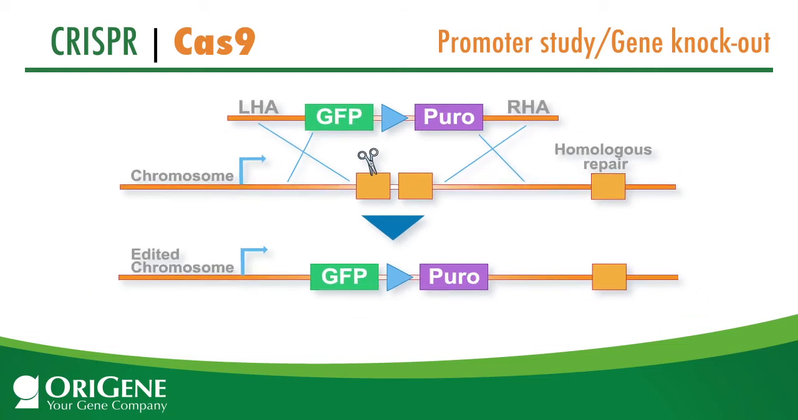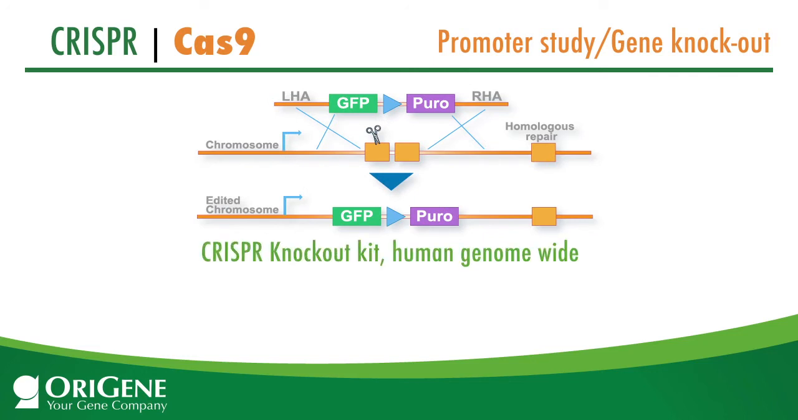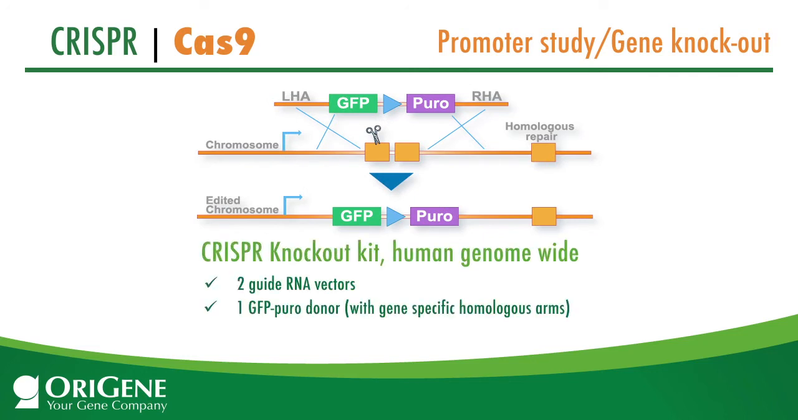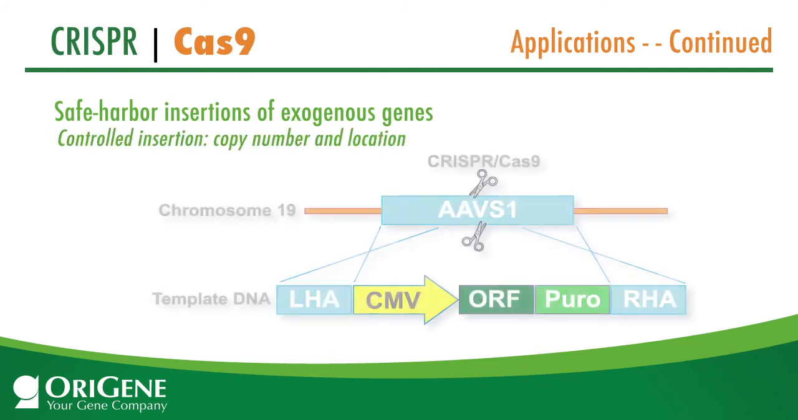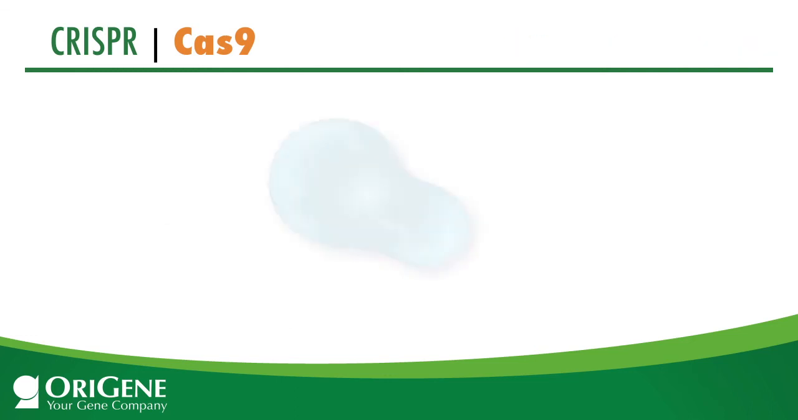Simply search with a gene symbol and you can find a fully functional kit containing 2 gRNA vectors, 1 donor vector, and 1 scramble control vector. Another common application is the safe harbor insertion of transgenes. Compared to other transgene insertion methods, this method provides total control for insertion site, orientation, as well as copy number. A ready-to-use kit for this application is coming soon from OriGene as well.